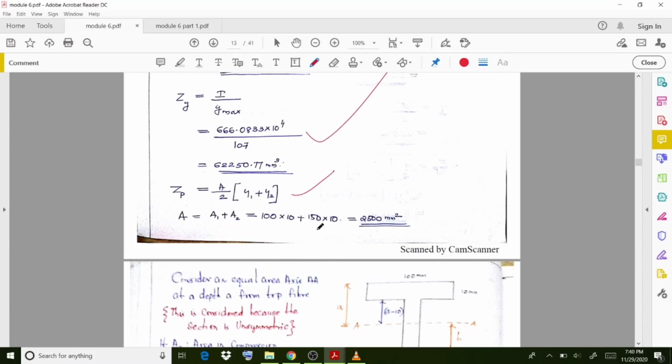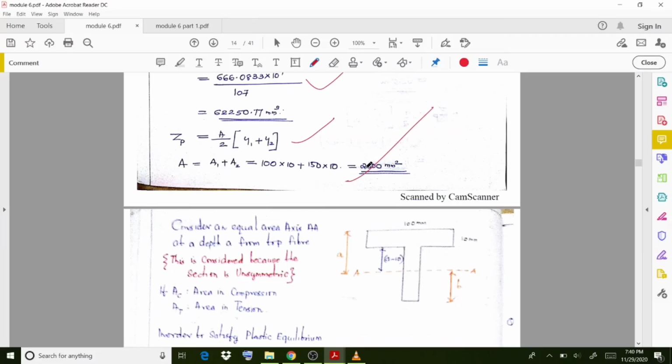Area you can easily calculate. So this is the case. And to find the values for y1 bar and y2 bar for this section, you can consider the plastic neutral axis in this way. Consider an equal area axis AA at a depth A from the top fiber. Let us take this distance A. The area above this axis is the compression area, and below it is the tension area. The remaining distance B, let us represent, and here you can represent A minus 10, since this value is 10.